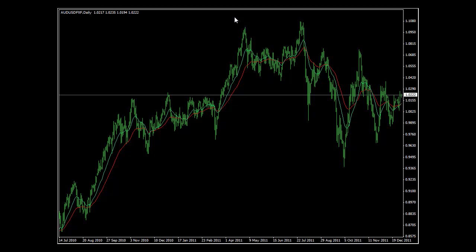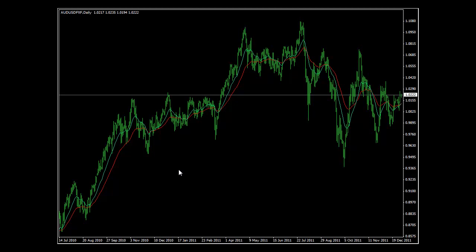The way I use these averages is simply, I don't look for the crossover. I couldn't care less about the crossovers. The crossovers do not signal anything until we have price structure on our side. I'll go over what that means in a moment.